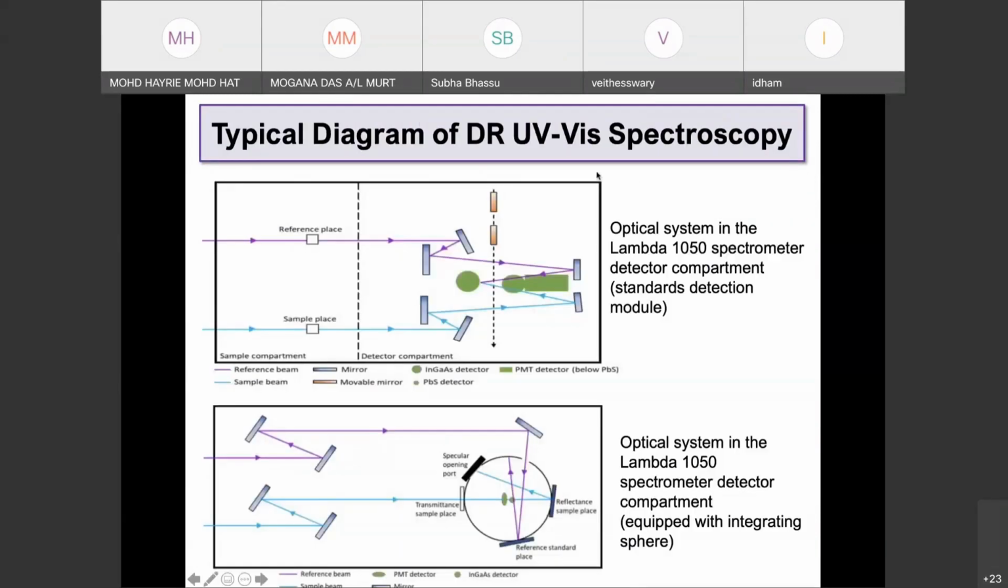Here is a typical diagram of the DRUV-vis. I won't talk much about this, but I want to show you the integrating sphere here. Basically, current DRUV-vis instruments include the integrating sphere. The function of the integrating sphere is to measure the total light radiated in all directions from a lamp.